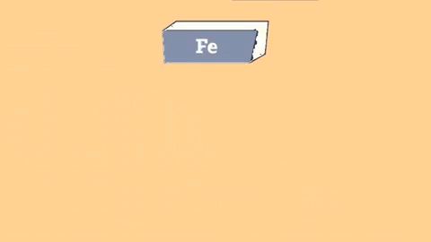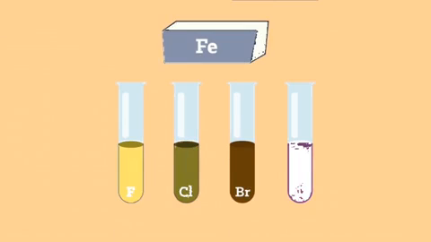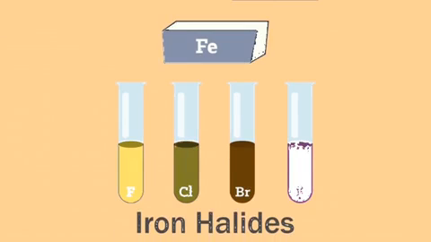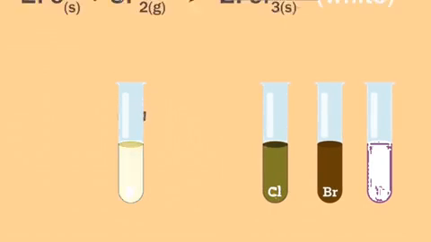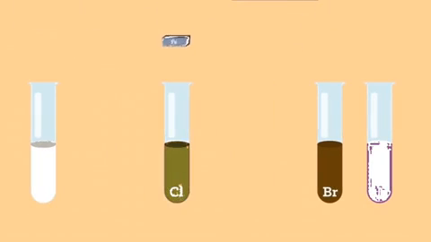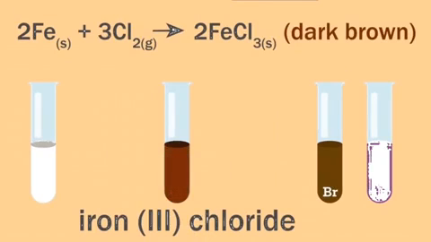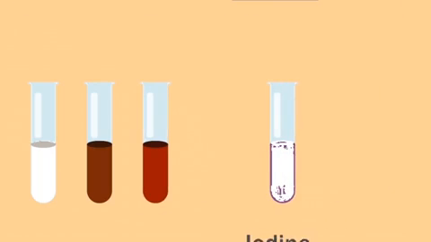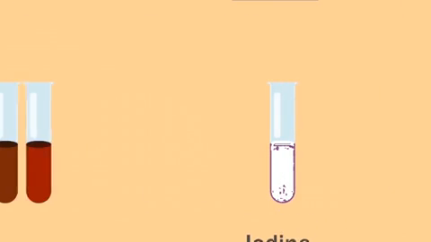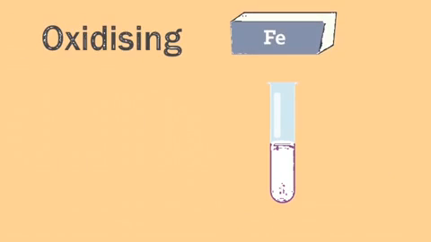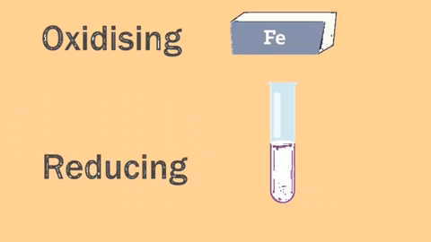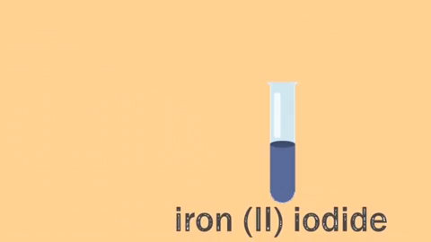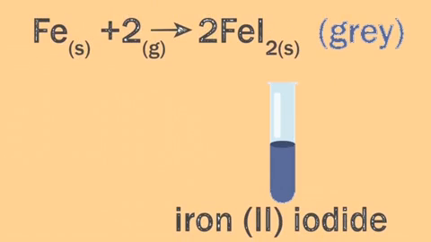Iron, when reacted with an excess of a halogen, that's fluorine, chlorine, bromine and iodine, produces iron halides. These have different colours, as shown by the equations on the screen. The reaction with iodine is not so successful. This is because iron is very oxidizing and iodine is very reducing. They can be reacted directly, but this produces iron 2 iodide. The reaction again is shown on the screen.